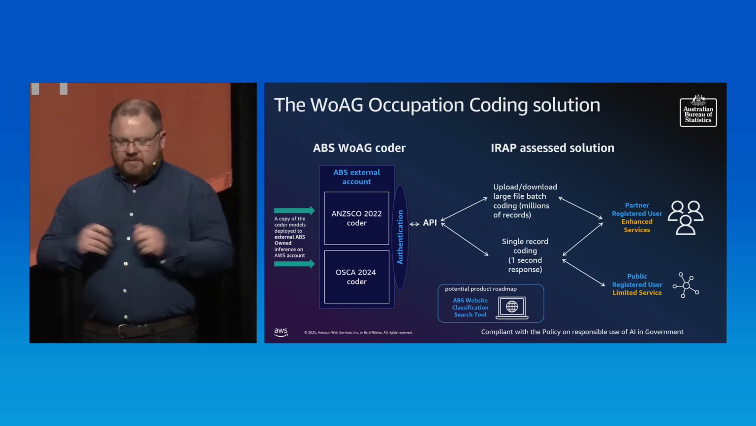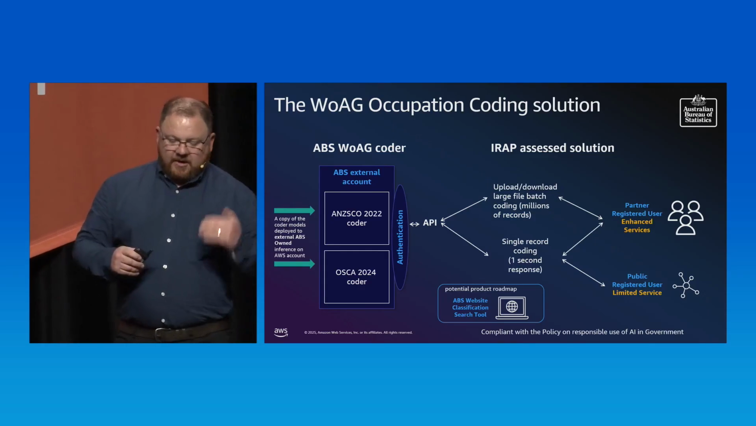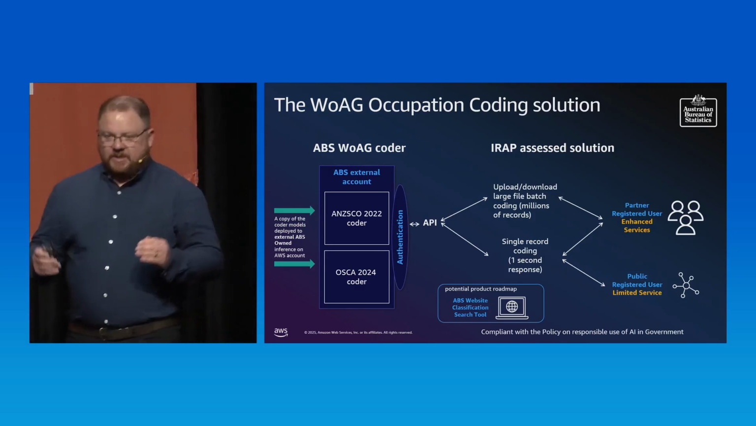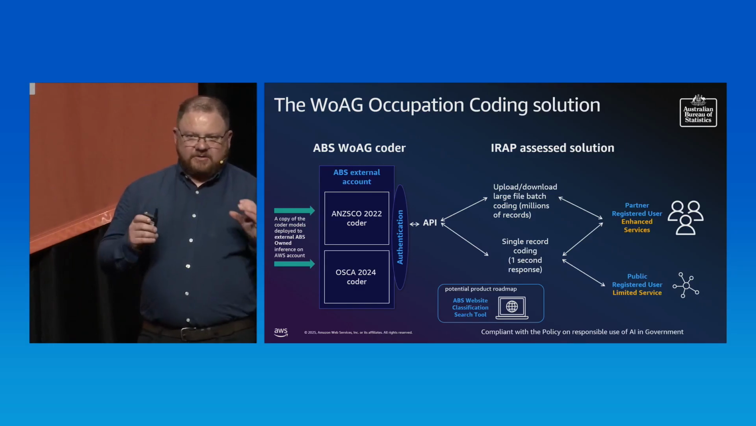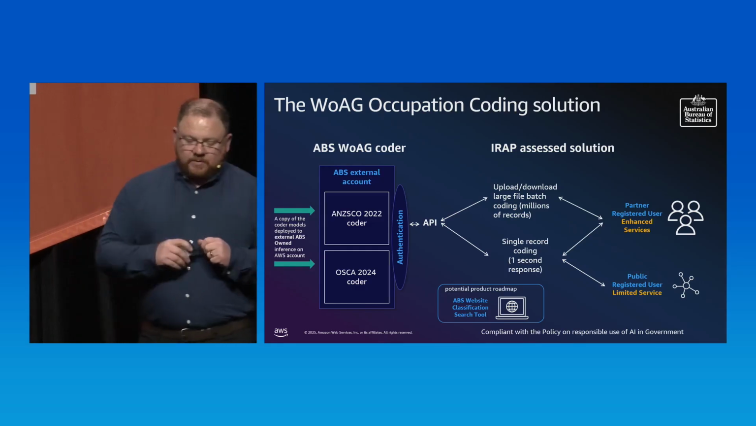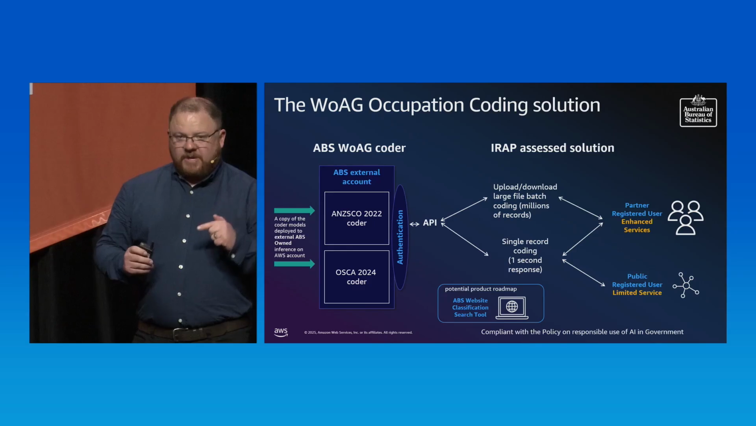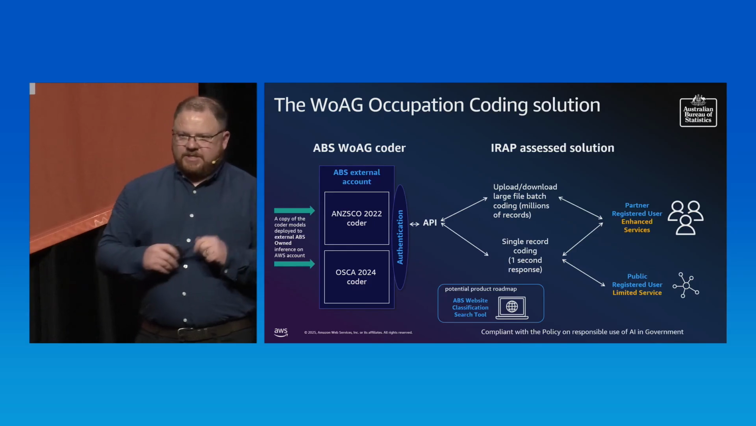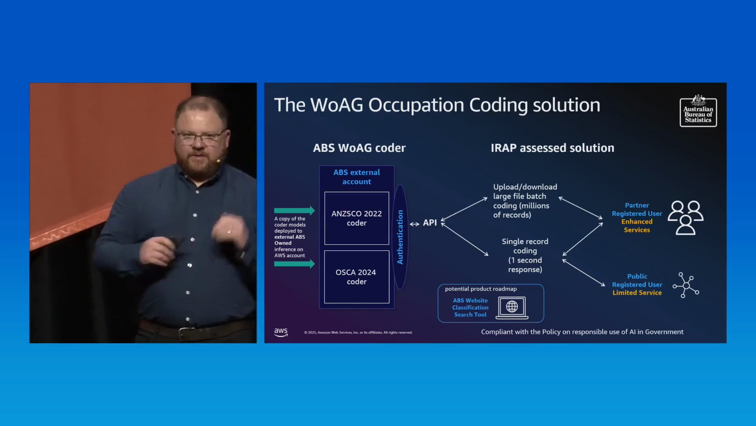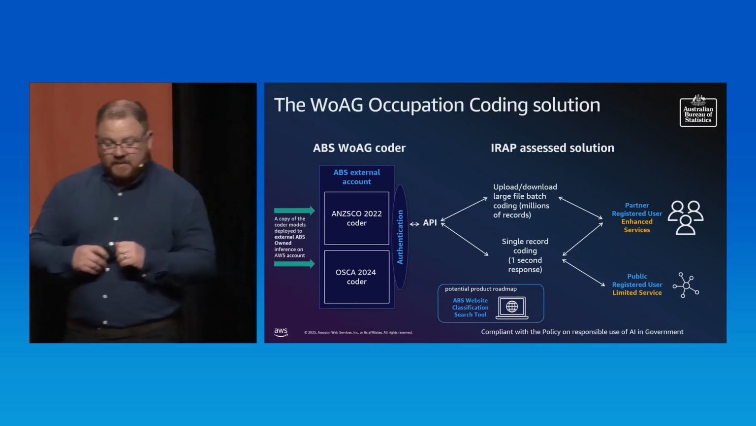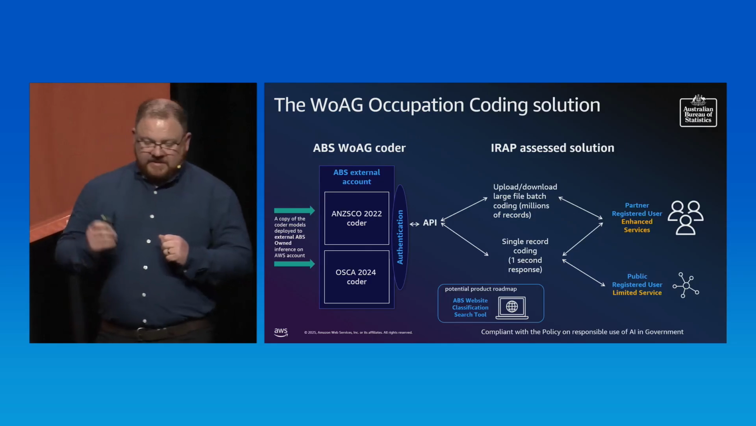What does that mean for you? We've actually made it, as I mentioned earlier, our whole of Australian government coding capability allows for the addition of a dedicated external secure account accessible via an authenticated API and allowing access to our 2 occupation models, ANSCO 2022, our previous occupation classification, and OSCA 2024, the current occupation classification. We have 2 services that people can register for. We have a partnered service and a public service.